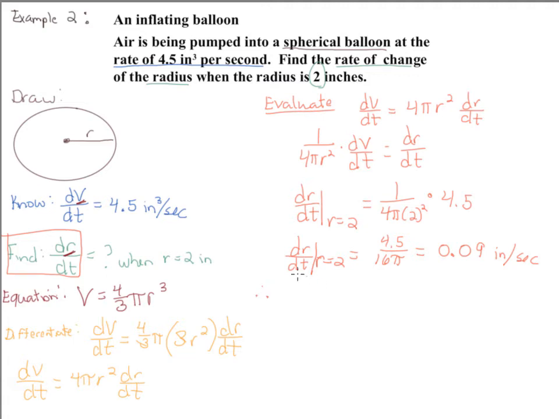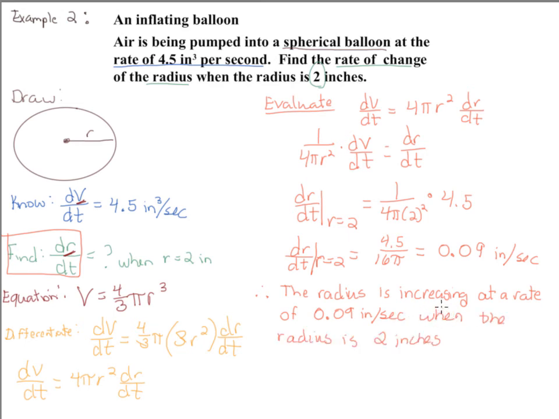All right, let's translate this into a sentence. Okay, the radius is, and then I notice this is a positive value. So a positive value means that the balloon size is increasing. The radius will be increasing. So the radius is increasing at a rate of 0.09 inches per second. And specify when this occurs, when the radius of the balloon is 2 inches.